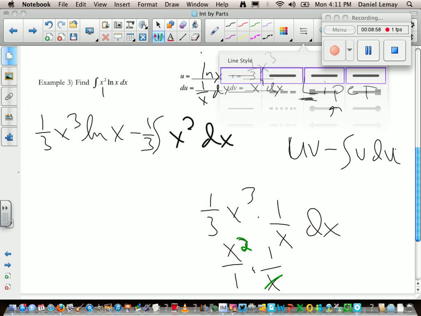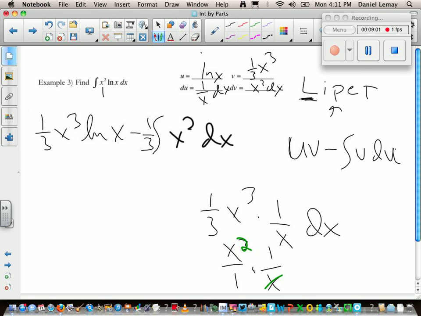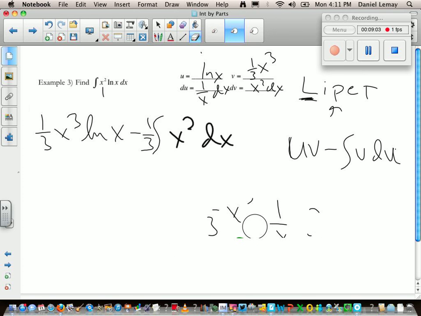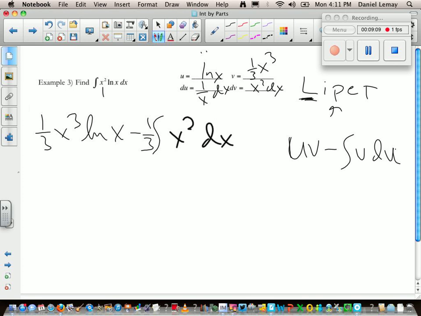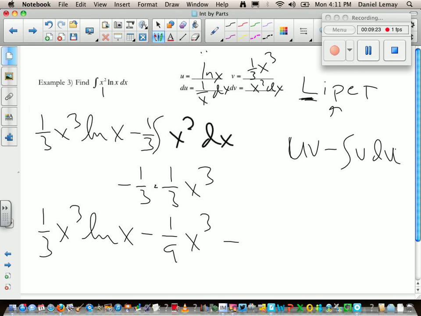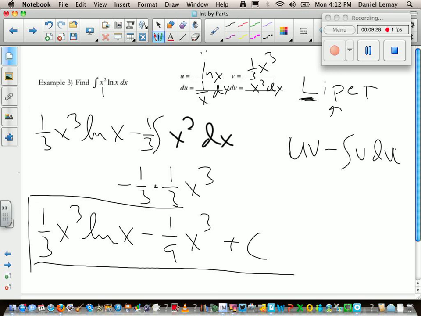Okay, so now I've got the first part taken care of. Now I'm going to take the integral again, but that's pretty easy. The antiderivative of x squared we've already done once, so we know it's going to be 1/3 x cubed, and I've got this other 1/3, so that's going to give me 1/3 x cubed ln x minus 1/9 x cubed plus c. And you can go out and check that on Wolfram Alpha if you want.